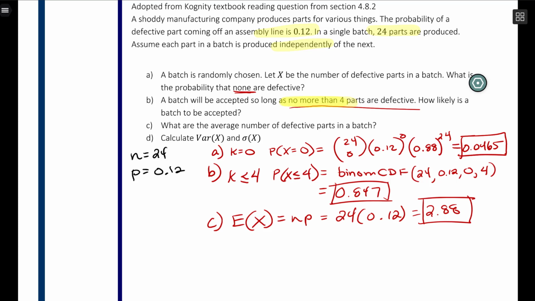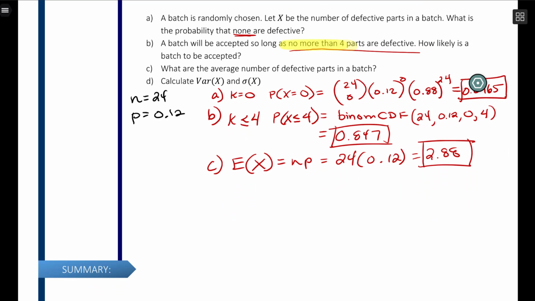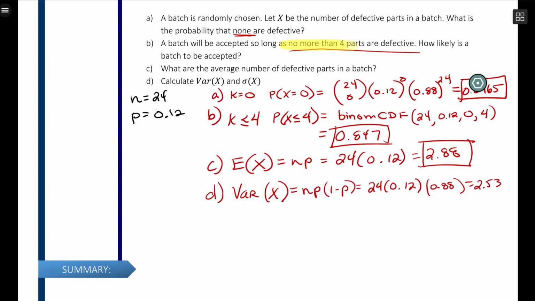All right, let's go ahead and move on to part D. Calculate the variance and the standard deviation. Well, variance of X is N times P, and then times 1 minus P. So it's not that much different. We take 24 times 0.12. Now we multiply it by 1 minus P. Remember, 1 minus P is known as your failures. In this case, it was the probability that we had a working part, and that's 0.88. Punching that into our calculator, we get 2.53.